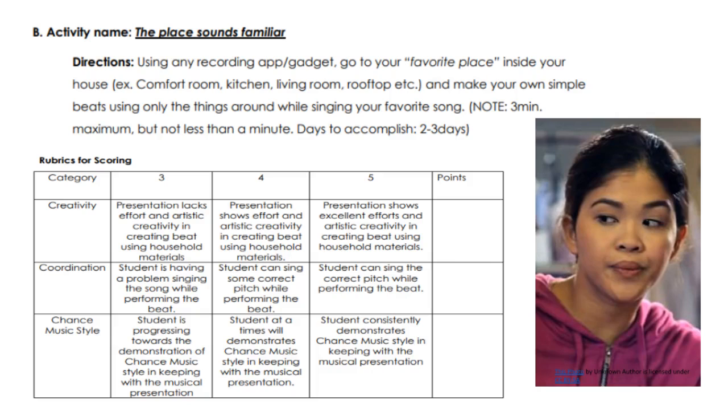Activity B. Activity name: The place sounds familiar. Directions: Using any recording app or gadget, go to your favorite place inside your house, for example your comfort room, kitchen, living room, rooftop, etc. And make your own simple beats using only the things around while singing your favorite song. Note: 3 minutes maximum, but not less than a minute. Days to accomplish: 2 to 3 days.